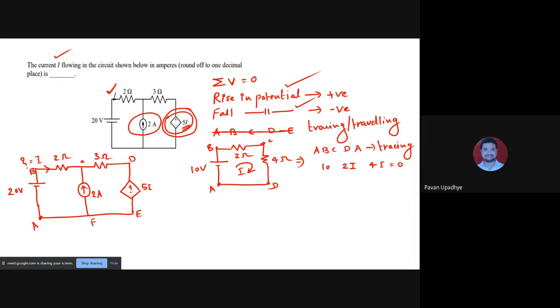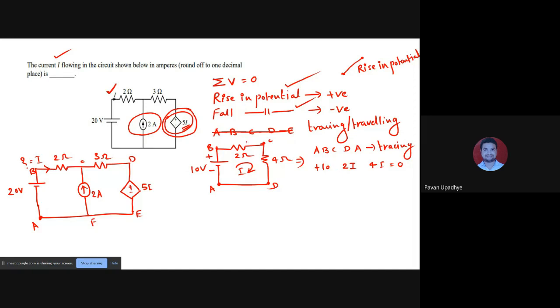Now look at this. When you are moving from A to B, you were actually moving from the negative plate of the battery to the positive plate of the battery. So moving from the negative plate to the positive plate is as good as moving from the lower side to the higher side. Such a thing is a rise in potential. We understand that. So 10 will be written as plus 10.